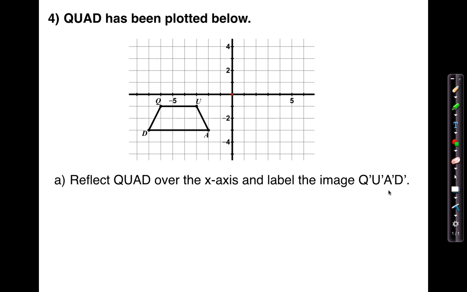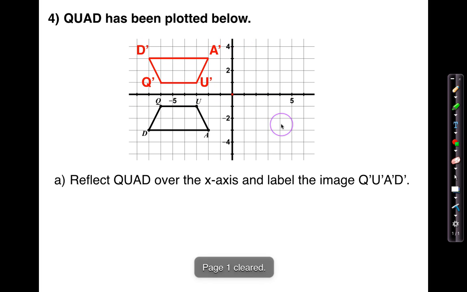So now moving on, number 4, QUAD has been plotted below. Reflect QUAD over the x-axis and label the image Q prime, U prime, A prime, D prime. So the first thing we're going to do is identify the x-axis and reflect it across that axis. So here, D is 3 units apart, so 3 in the opposite direction, D prime. Q is 1 unit apart, so Q prime goes there. U is 1 unit apart, U prime. And then A is 3 units apart, so here is A prime. And then just go ahead and connect those points together, and there you go.